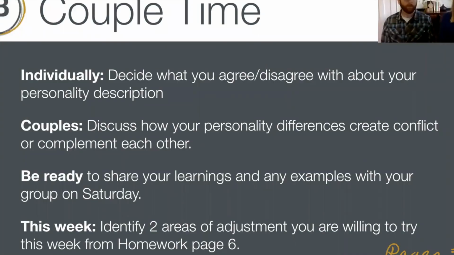Okay, so that is all we have for you guys. Here is the homework for this week. We want you guys to turn to pages 3 and 4. There is half a page for each of the personalities, and we want you to look at the one that's most like you and decide what you agree with and disagree with. So you can take a highlighter, pen, circle things, star things, whatever it might be. Then discuss with your partner and talk about how your differences that you've laid out here complement each other or create conflict. And we would love to hear about that when you talk with your Zoom group on Saturday.